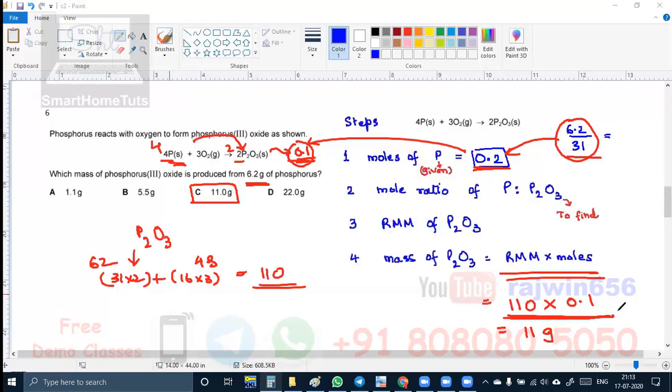But see, the sums that you had sent me yesterday or today, in that calculation of RMM, the calculation of RMM in many cases was not correct.